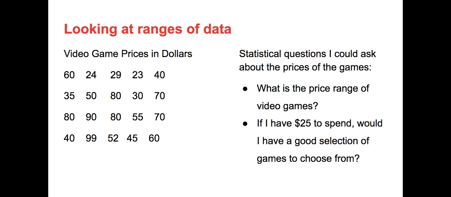So sometimes we want to look at ranges of data. In this example, we're looking at price ranges, and we have video game prices for videos in a store. You can see you've got quite a range of numbers, but as they're presented like this, it's hard to answer a question like what's a typical price range of video games? If I have $25 to spend, would I have a good selection of games to choose from? So we can arrange the data in histograms to make it easier to answer these questions.